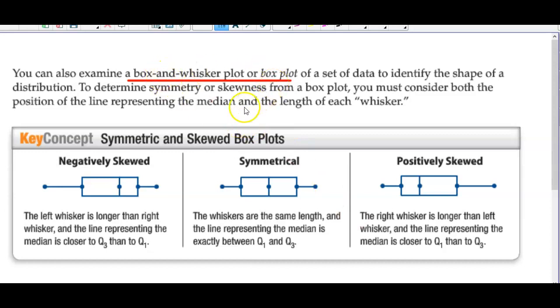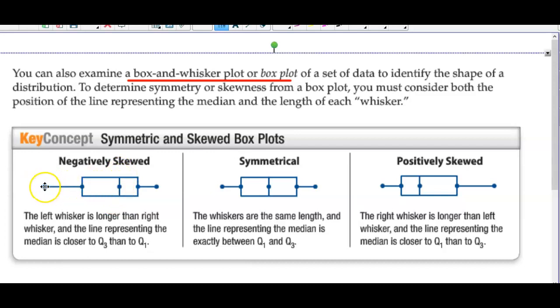Box and whisker can also be used to determine the shape of a distribution. You have to look closely at these because if the left whisker is longer and the line representing the median is closer to Q1, then it's called negatively skewed. Okay, so the median and everything over here to the left is the tail longer to the left. Symmetrical, it's about the same. And here the right half of the box and the right whisker are longer, so this would be called skewed right or positively skewed.